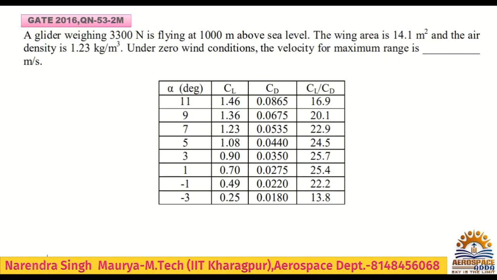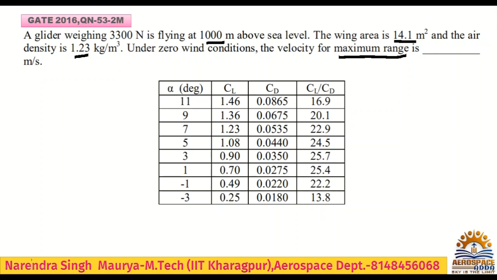This is the next problem. Check here. A glider weighing 3,300 Newton is flying 1,000 meters above sea level. The wing area is given and air density is given under zero condition. Velocity for maximum range is what they are asking. The related data table is given, so from the table we'll find the data according to the requirement.